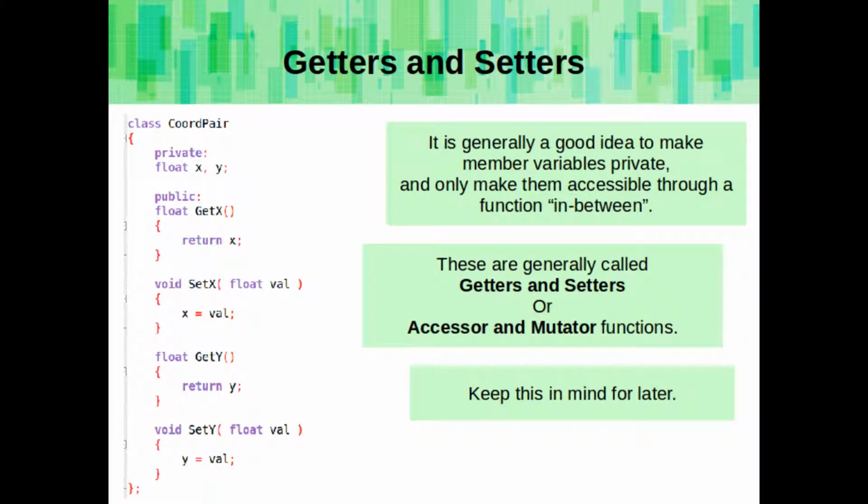It is generally a good idea to make member variables private and only make them accessible through a function in between. These are generally called getters and setters, or accessors and mutators. Keep this in mind for later.